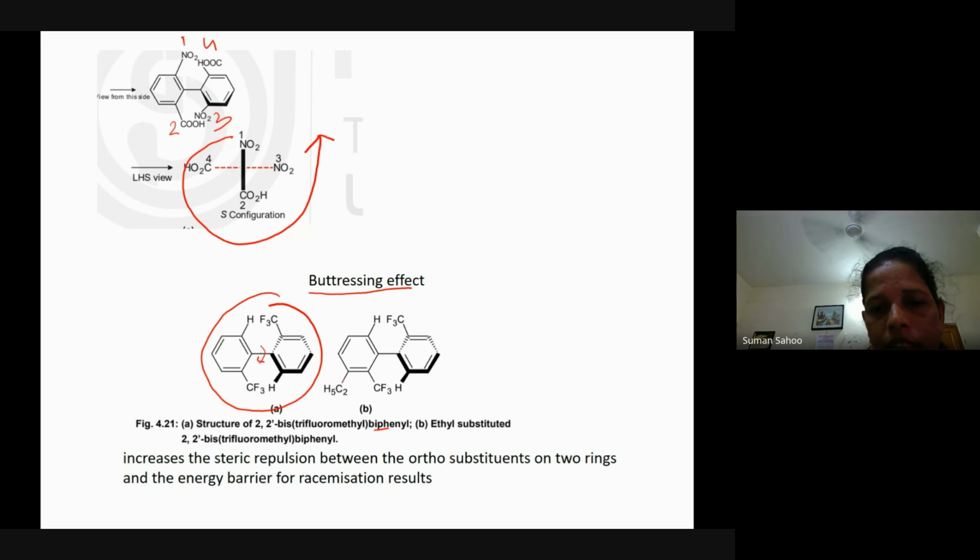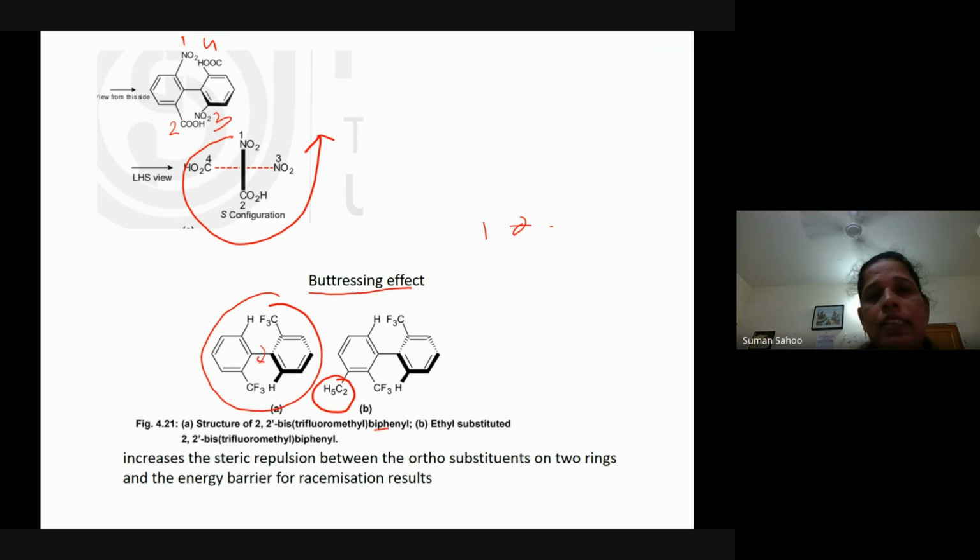But when you put a C2H5 at your meta position, it increases the steric repulsion between the ortho substituents. So the energy barrier for racemization increases. In that case, it won't racemize, and you can resolve its enantiomers, or separate the enantiomers. We know that from one enantiomer, when we rotate it, we can get the other enantiomer. But when you put a bulkier group at your meta position, the rotation is not possible, so racemization does not occur.